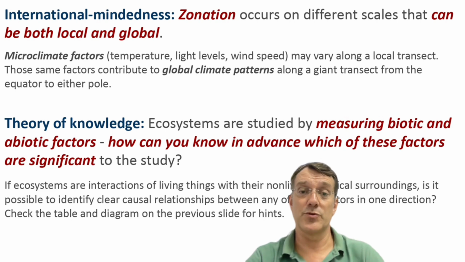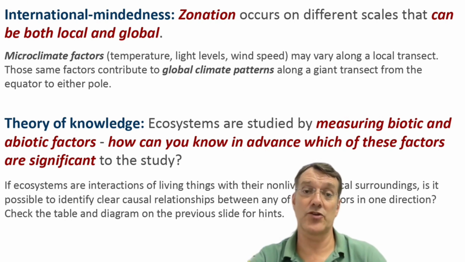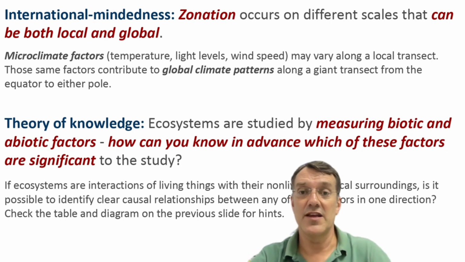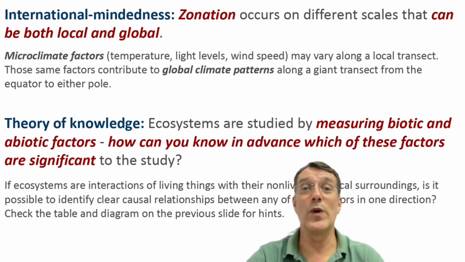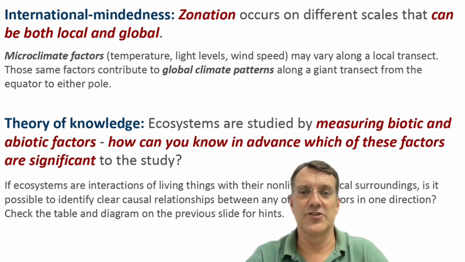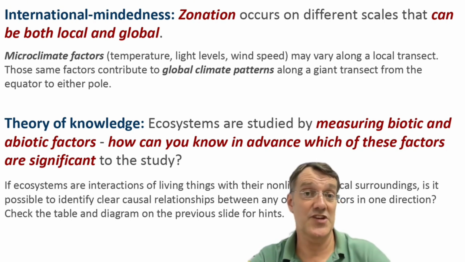The same principles that create zonation along a small transect also operate at continental scales. From a TOK perspective, studying ecosystems requires decisions about which factors to measure. The challenge lies in determining which variables are most significant before fully understanding the system.